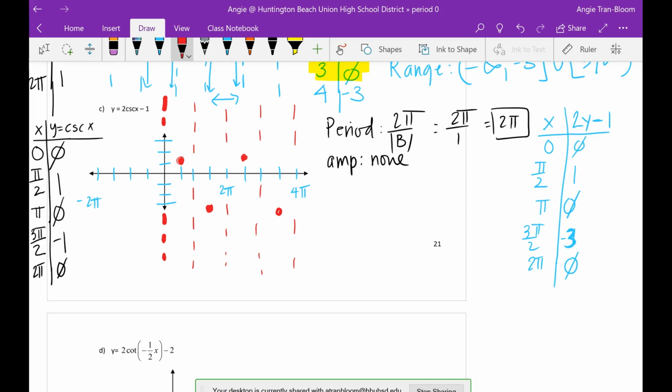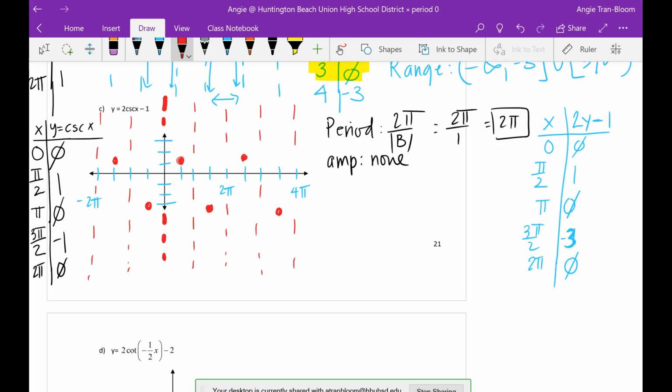At negative pi over 2, Gabriella, what do you want me to do? Negative 3? Do you guys agree, Gabriella? Okay. At negative pi, Connor, what do you want me to do? Asymptote. Negative 3 pi over 2, Devin D, what do you want me to do? 1. And negative 2 pi, Logan, what do you want me to do? Excellent. All right, guys. Okay, I have a bunch of dots.